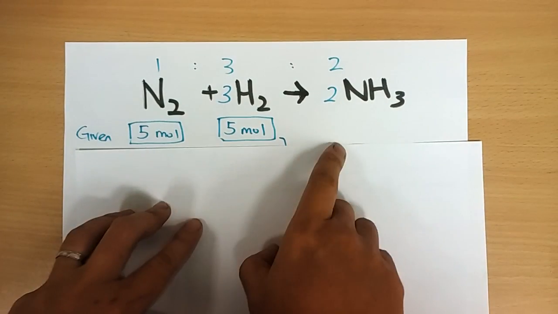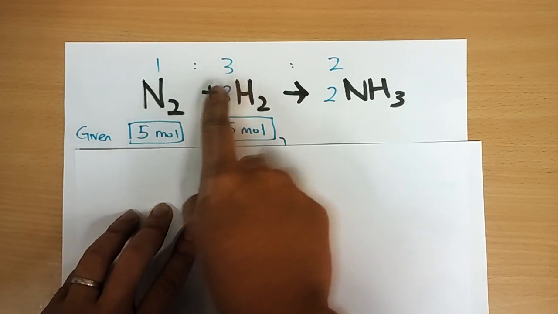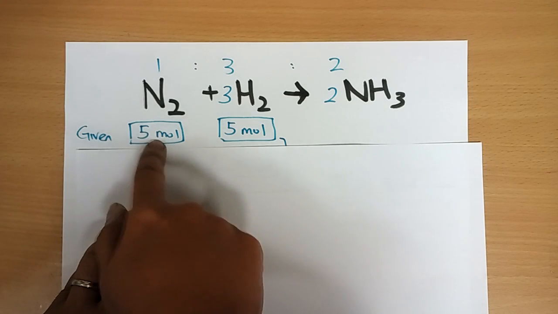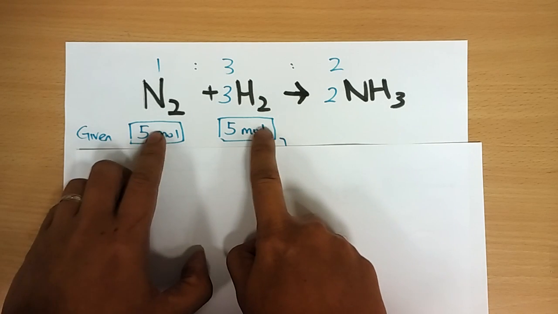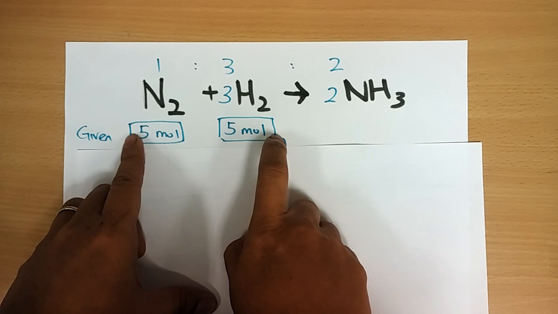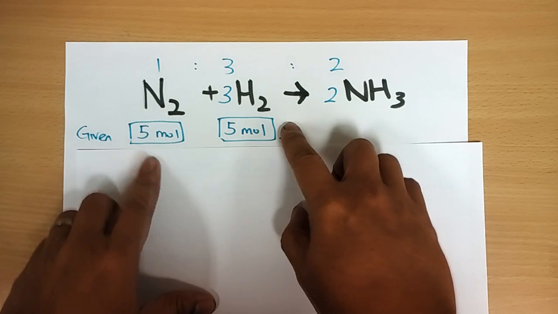Now in this example, the ratio is 1:3:2. So the ratio is 1:3. And let's have a case study. Let's say 5 moles of nitrogen is reacted with 5 moles of hydrogen. Now this is given, 5 moles and 5 moles. So this is the actual moles that is given during the reaction. So these are both given.